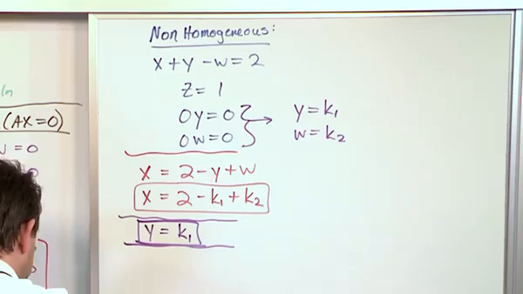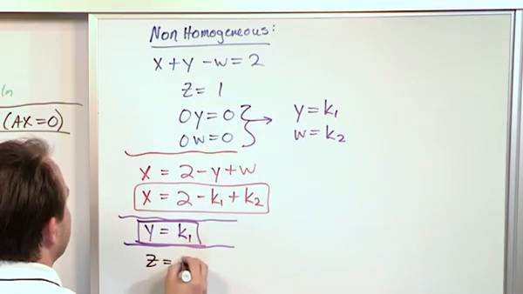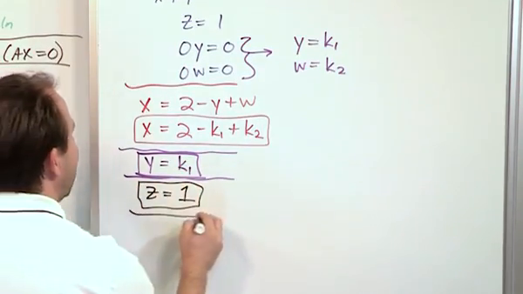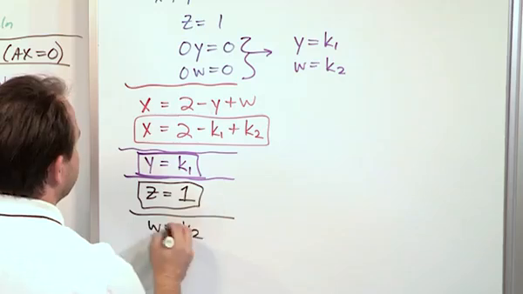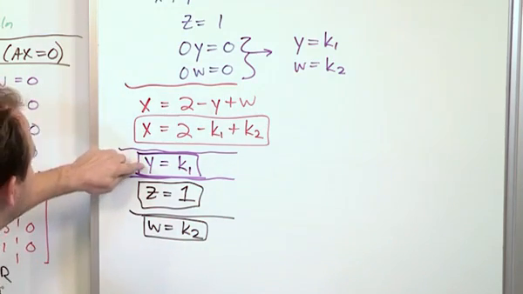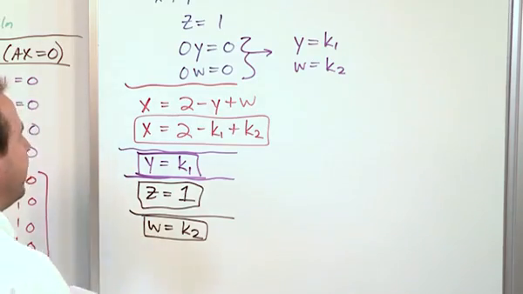Z is already given to us as an answer on the board. It's a fixed value. Z is equal to 1. So that's important. There's nothing else to do there. And then for the last variable, w, w is equal to k2. I'll circle that one. So now I have a relation for x, a relation for y, a relation for z, and a relation for w. And now I can write everything down.